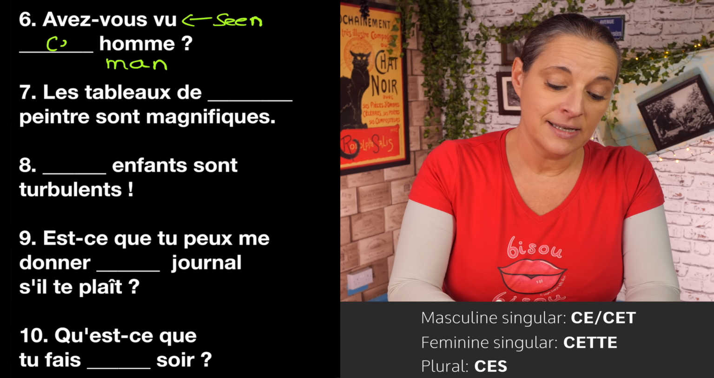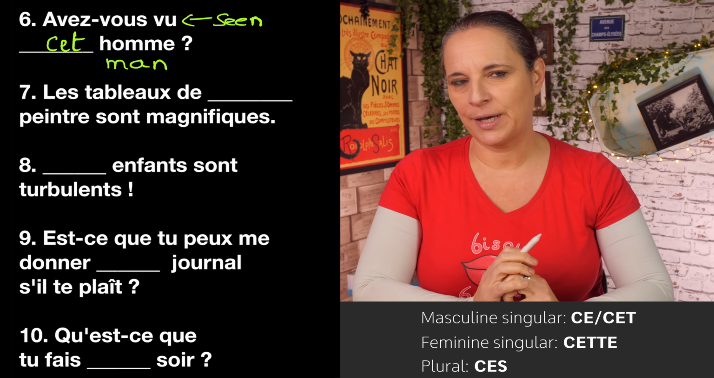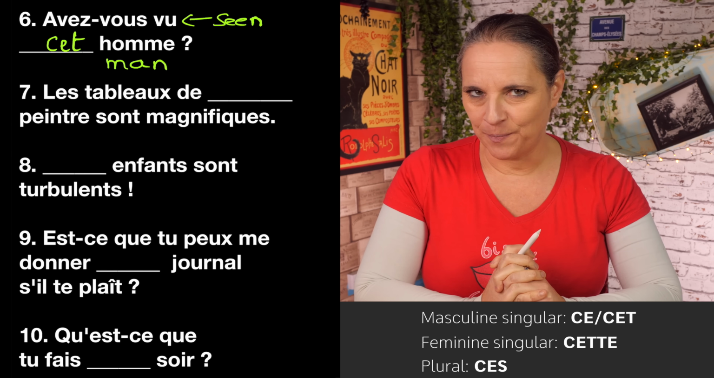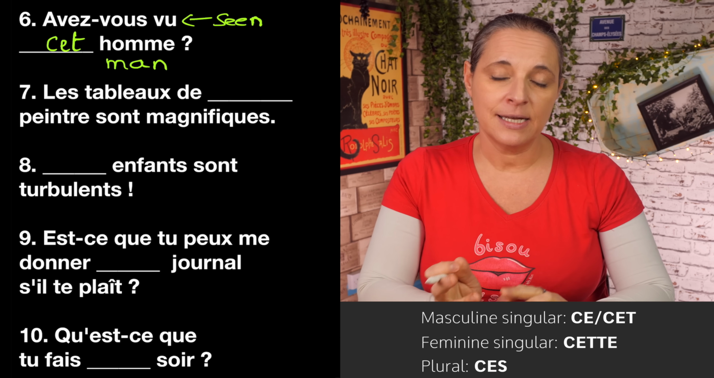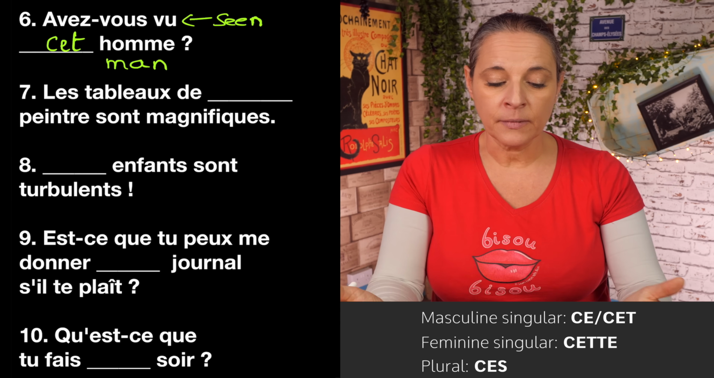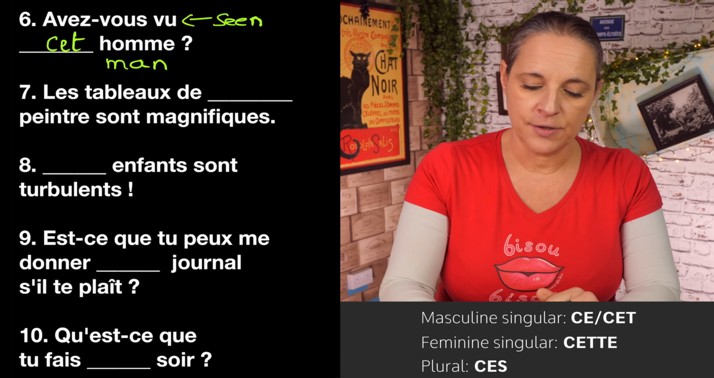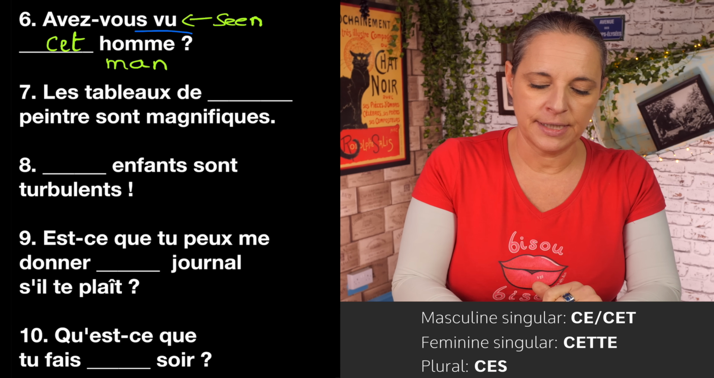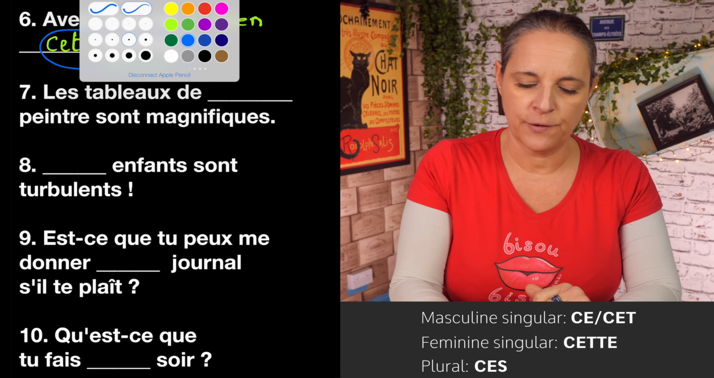So, it is cet homme. Okay, cet homme, because the word is masculine and it begins with an H. Cet homme. Avez-vous vu cet homme? And so I'm going to color code it in bleu, just for you.